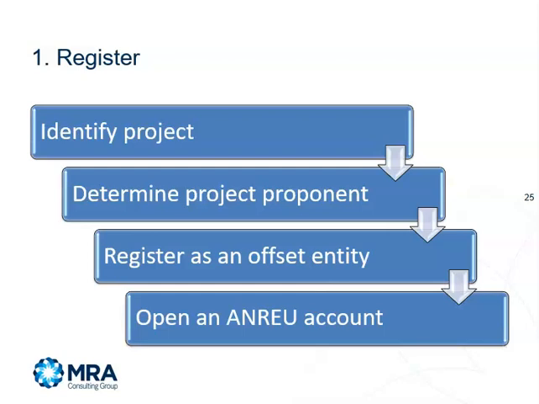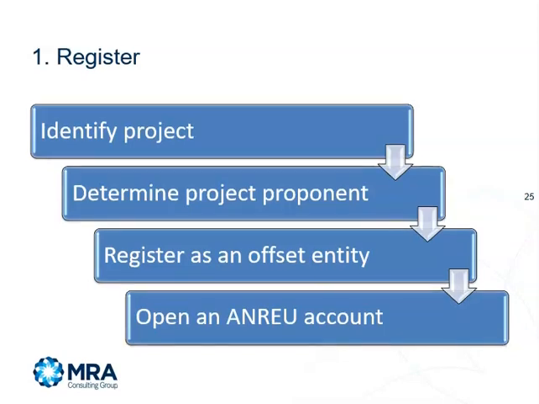First stage, identify the project. Determine the project proponent. The project proponent can be the landowner, the lessee, the aggregator, or a joint proponent. Register the project proponent as an offset entity. Open an ANRU account, which can be thought of as a bank account for ACUs.